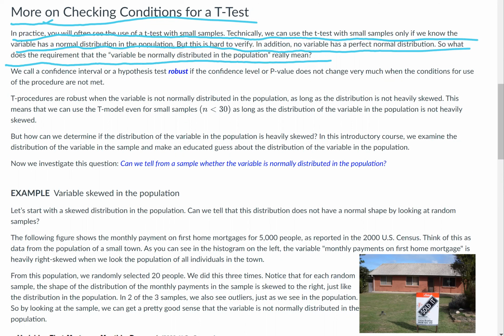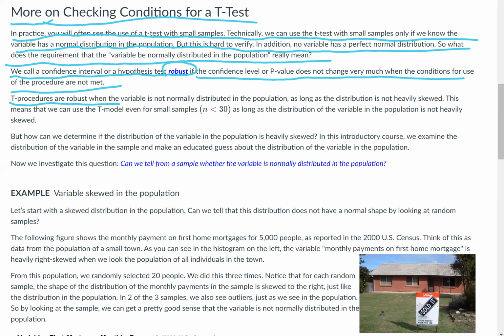Because there's no population or sample that gives you a perfect normal distribution. How close to a perfect normal distribution does it have to be? We call a confidence interval or a hypothesis test robust, and that's a new word, robust, if the confidence level or p-value does not change very much when the conditions for use of the procedure are not met.